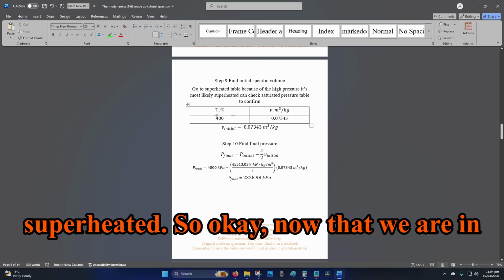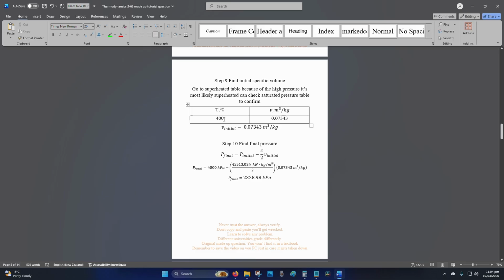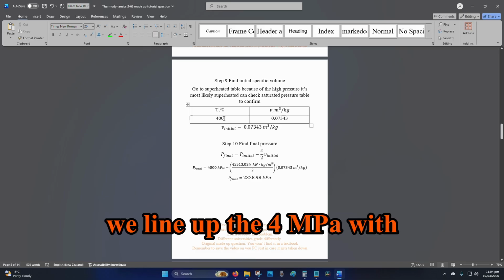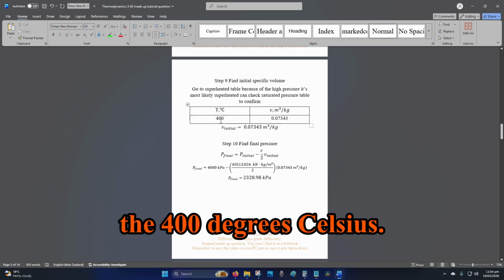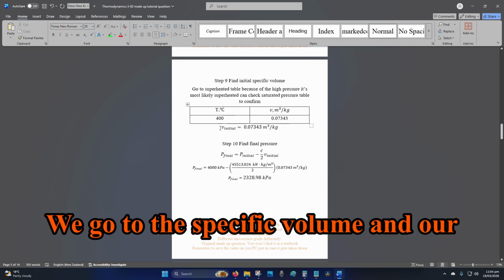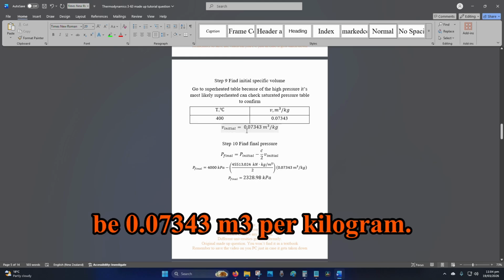Okay, now that we're in the superheated table, we line up the 4 MPa with the 400 degrees Celsius. We go to the specific volume, and our initial specific volume will be 0.07343 meters cubed per kilogram.